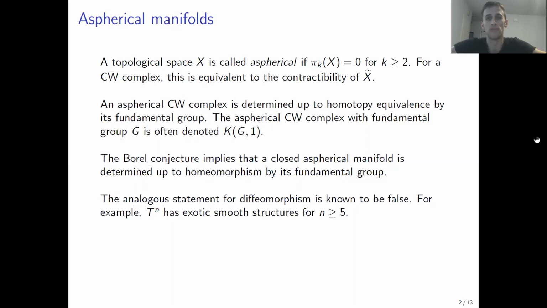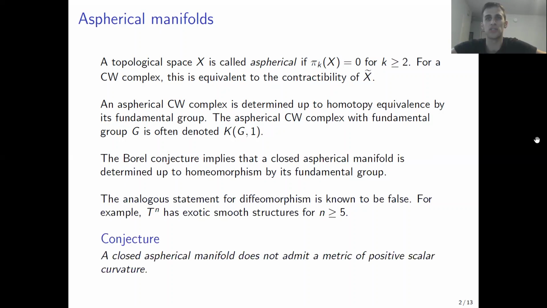For example, there are exotic tori in dimensions at least 5. These would be examples of two different manifolds with fundamental group Z^n which are not diffeomorphic. They are homeomorphic, but they're not diffeomorphic. This is the class of manifolds that I want to focus on in this talk.